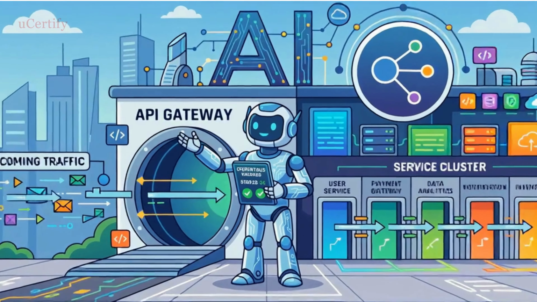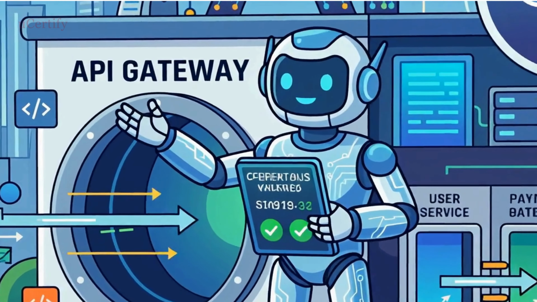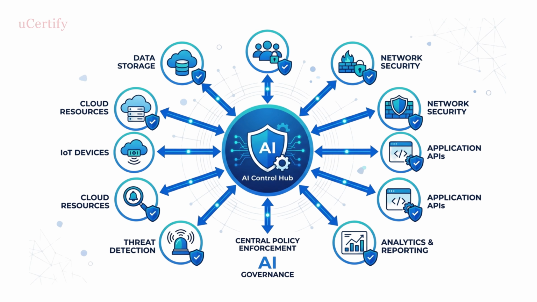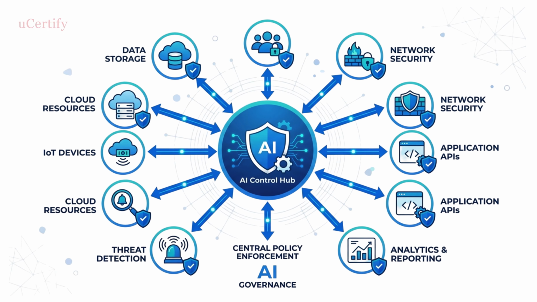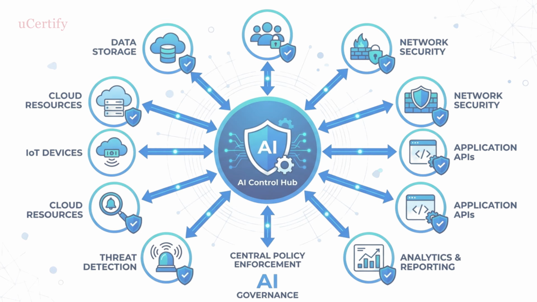An API gateway functions as a bouncer that inspects every incoming request before granting access to your internal services. Centralizing authentication logic within the gateway simplifies management and ensures security policies are applied consistently across all services.